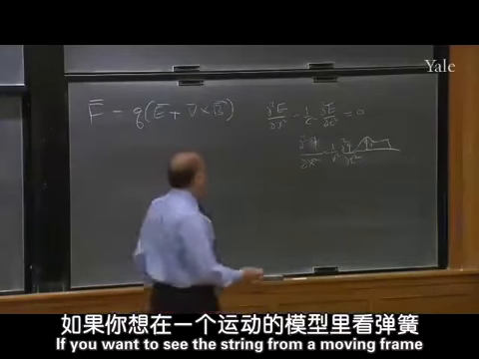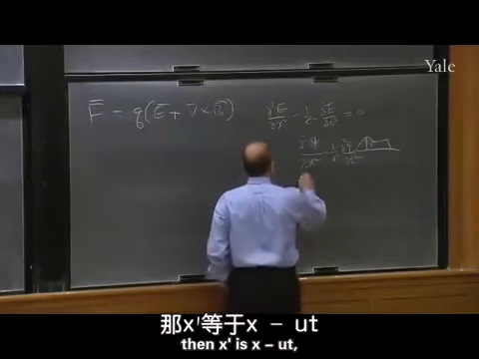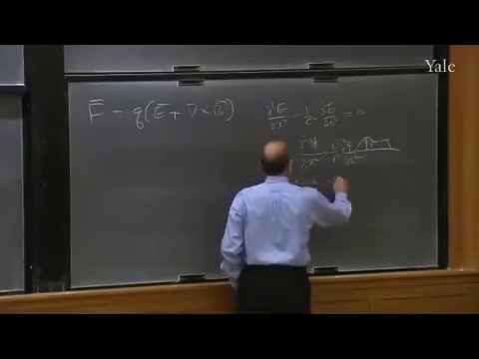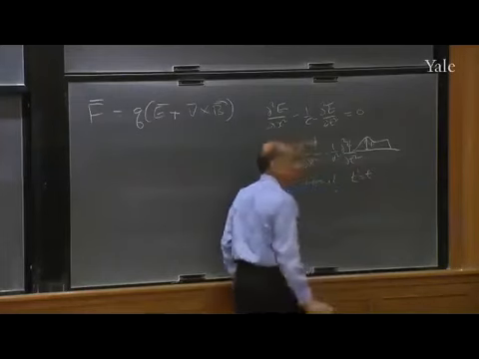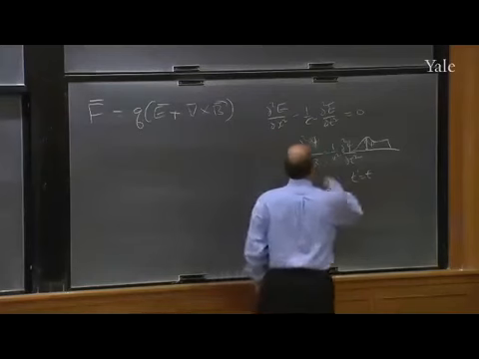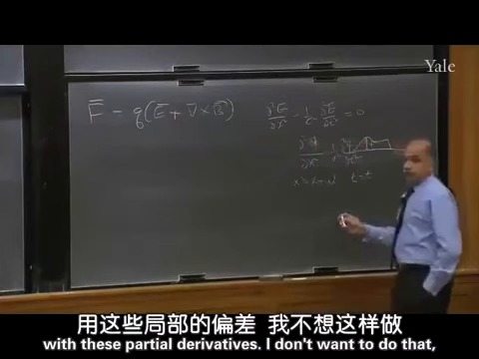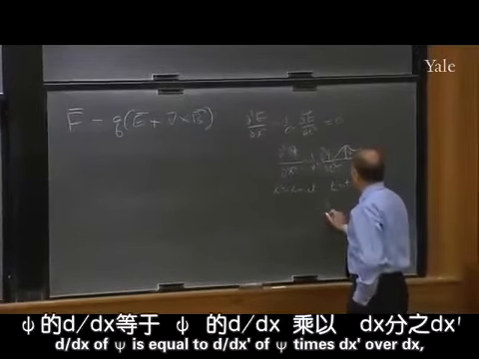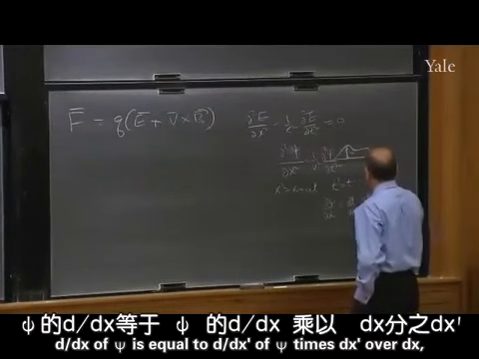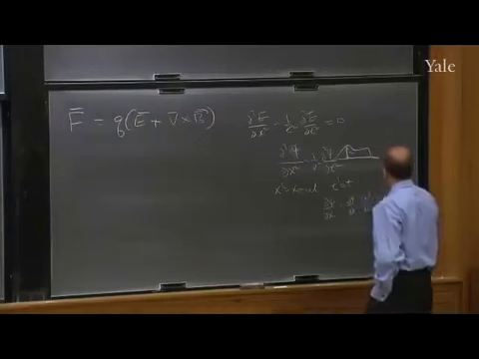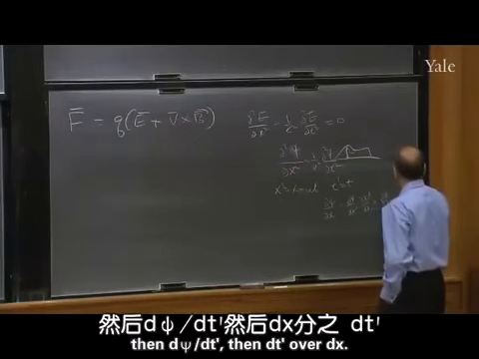If you want to see the string from a moving frame, then x prime is x minus ut, and in classical mechanics, t prime is equal to t. You can do the change of variables with these partial derivatives. Okay, I don't want to do that, but you can say d by dx of psi is equal to d by dx prime of psi times dx prime over dx, then d psi dt prime, then dt prime over dx.